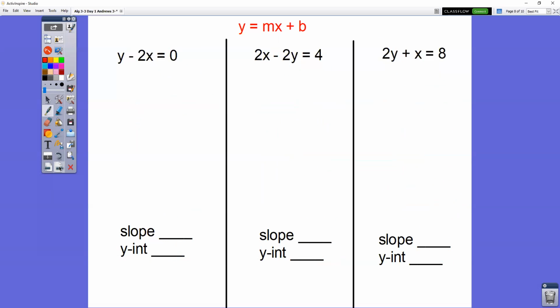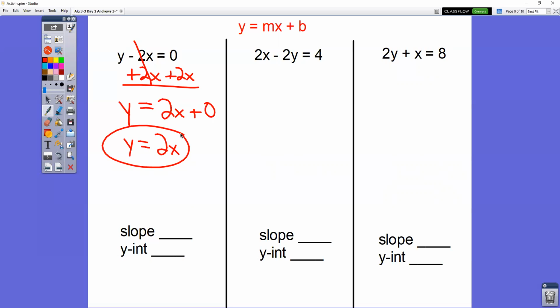This next one is another weird one. Let me show you what happens. So getting the y all by itself, you have to do plus 2x and plus 2x. You get the y all by itself, 0 plus 2x. Now, technically, you could put 2x plus 0. But again, the more mature way is just to have y equals 2x. If this was a multiple choice question on your Regents exam, you wouldn't see the plus 0 there. They would just put y equals 2x.